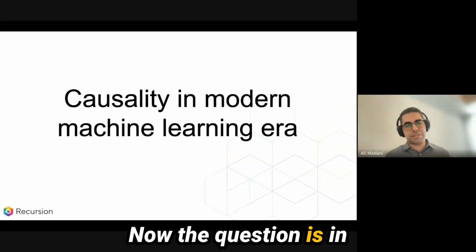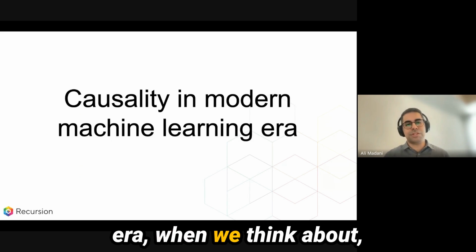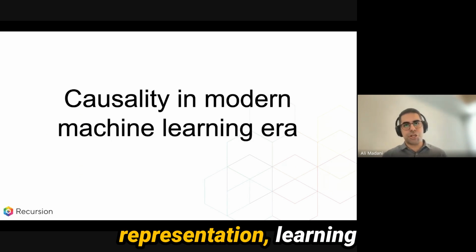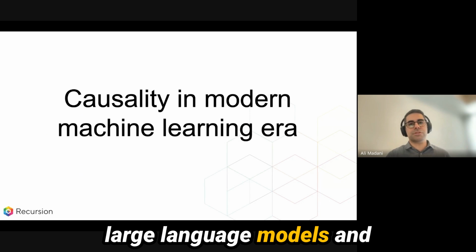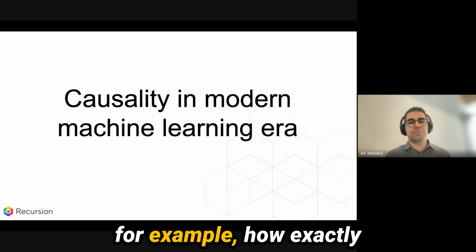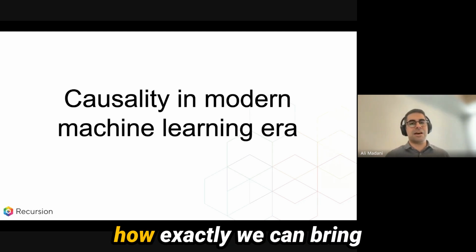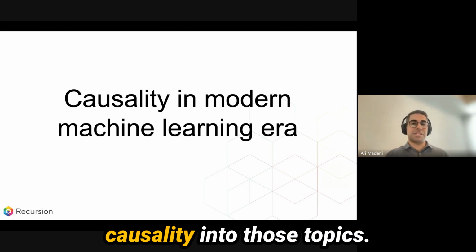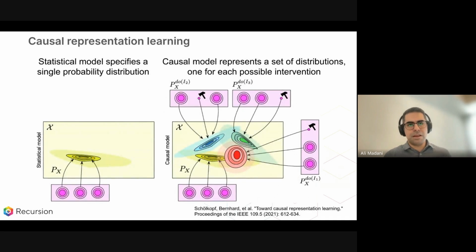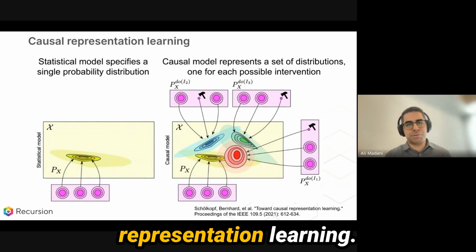Now, the question is, in the modern machine learning era, when we think about representation learning, large language models, and reinforcement learning, for example, how exactly can we benefit from the notion of causality and how exactly can we bring causality into those topics? One of those topics is causal representation learning.